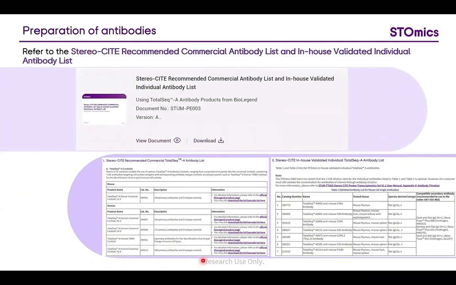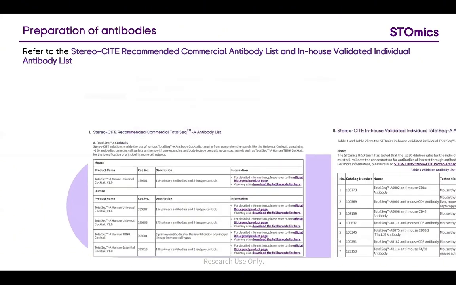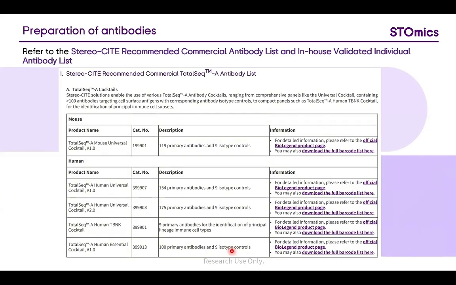You may refer to the Stereo-CITE recommended commercial antibody list and in-house validated individual antibody list on our official website to look up the antibody information for experiments. In brief, users may use an antibody cocktail or select individual primary antibodies for the Stereo-CITE experiment. An antibody cocktail is a commercially available premix of primary antibodies, and they are high-plex protein panels. We also call them universal cocktails.